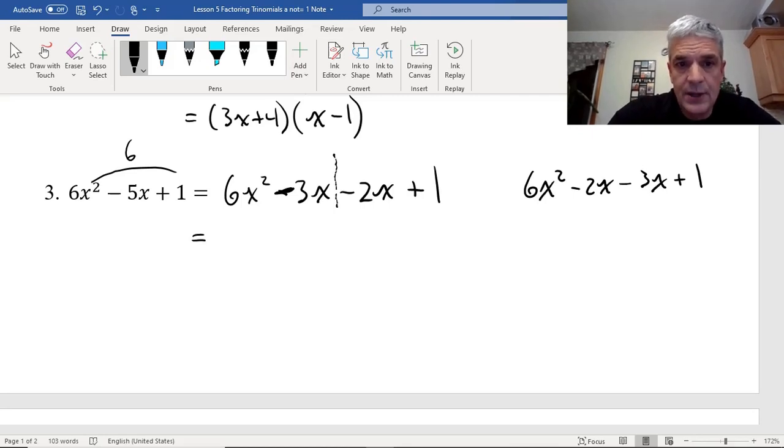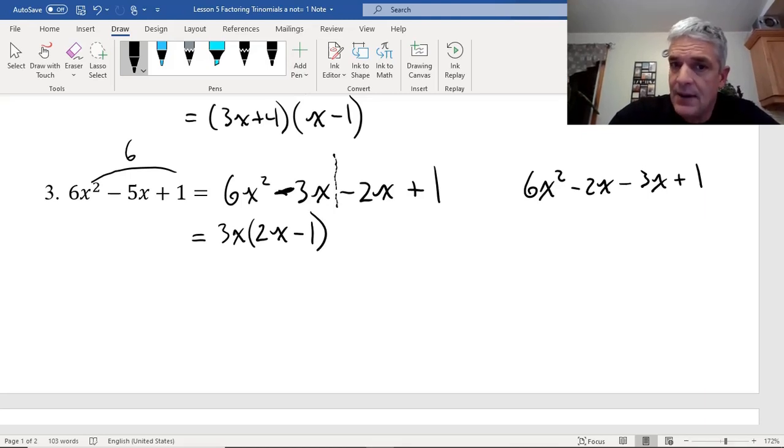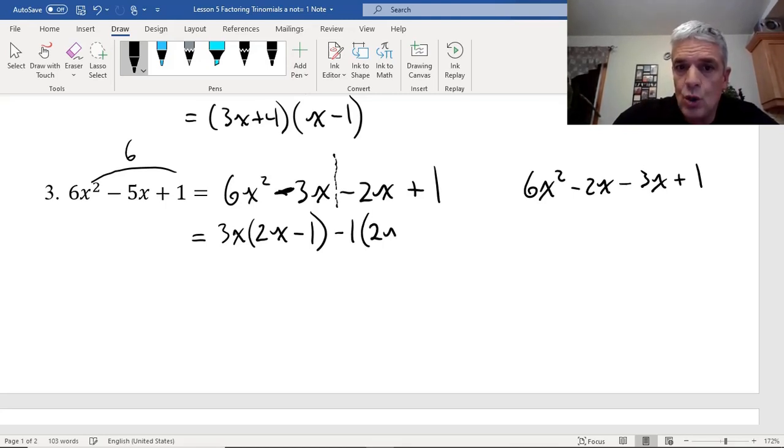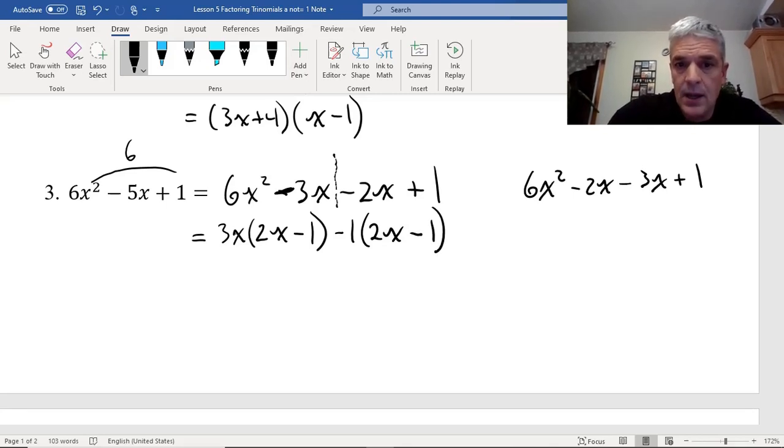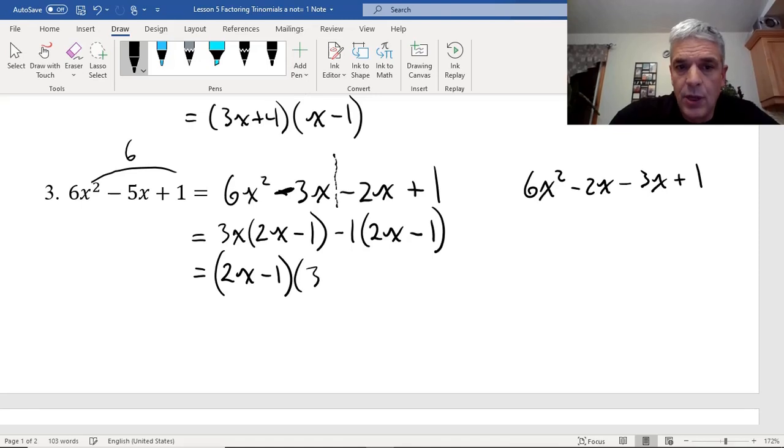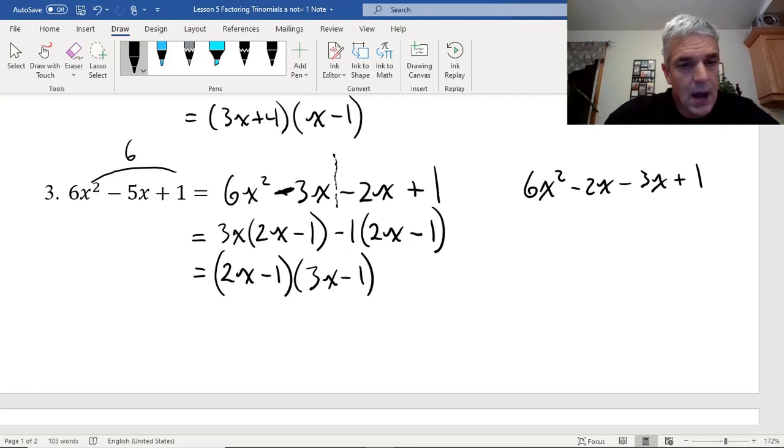Now, what I'm going to do is factor out here. Well, I can factor a 3 out and an x. So I get 3x, and I end up with 2x minus 1. And on this side, I'm going to factor out a negative because I have a negative there, okay? So I'm going to factor out a -1, and that's going to give me 2x minus 1 again. And that way, these two are the same in the brackets, and that allows me to do factoring by grouping. So I get 2x minus 1 times 3x minus 1. And I'm finished. I've got my question done.